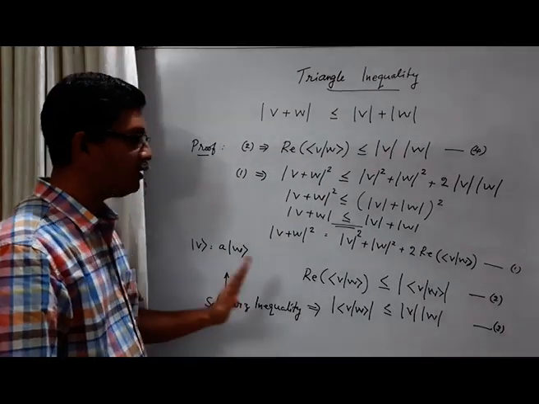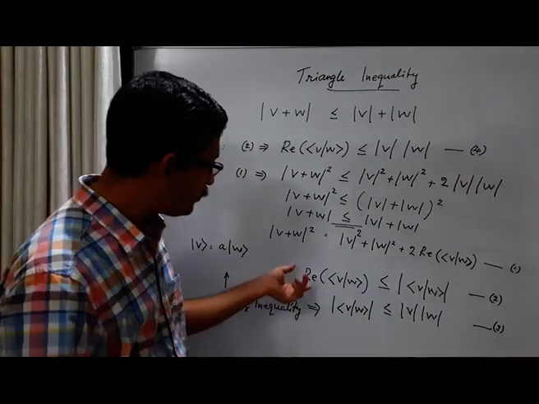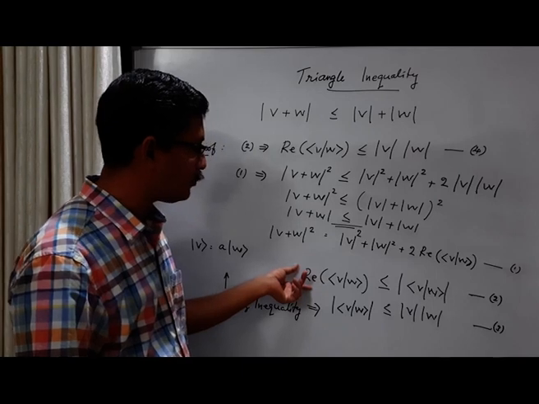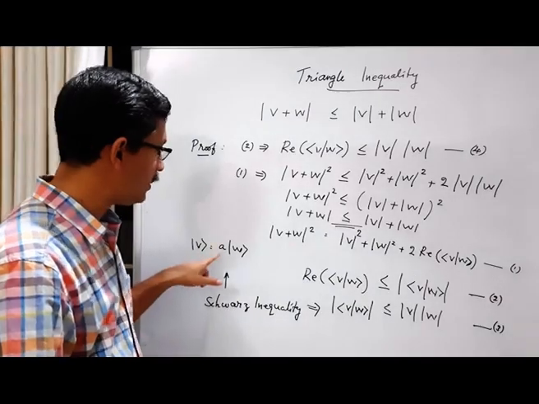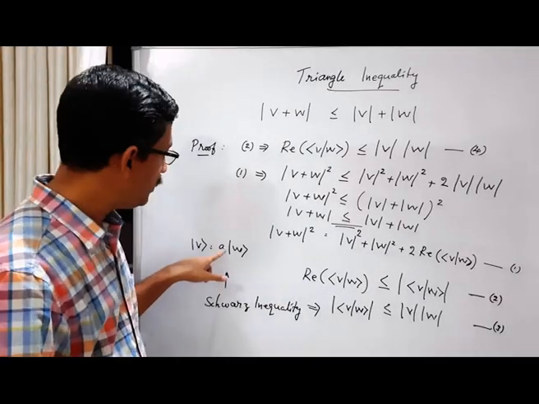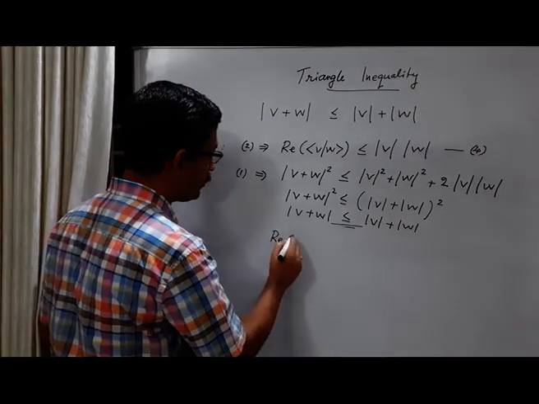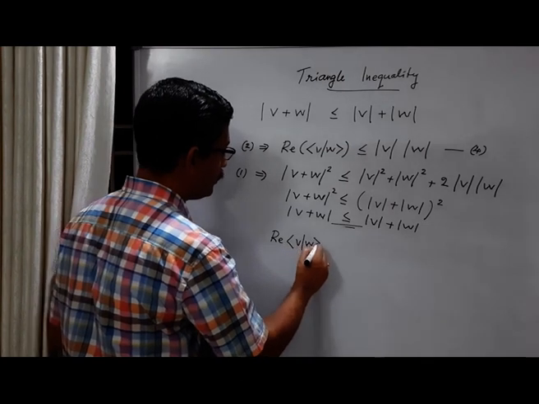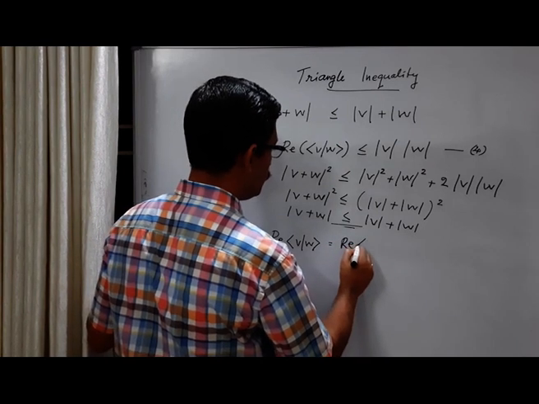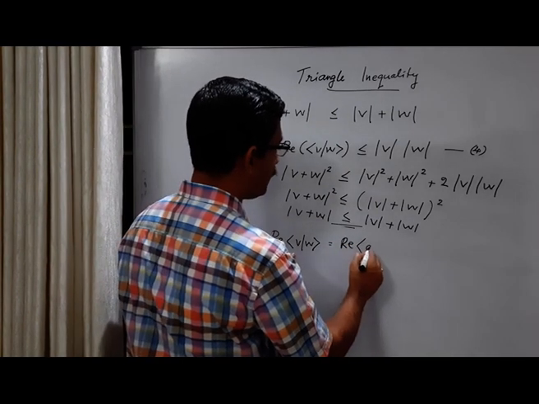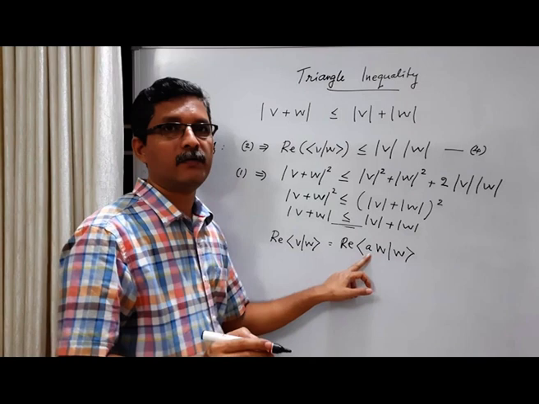Under this condition, Schwarz inequality becomes equality. What about this inequality? Let us start from this part, real part of inner product between V and W, and let us proceed with this condition, when V is a scalar multiple of W, where this scalar is a positive real number. So let us start here. Real part of inner product between V and W is equal to real part of, instead of V I am writing A times W. Remember this A is a positive real number.